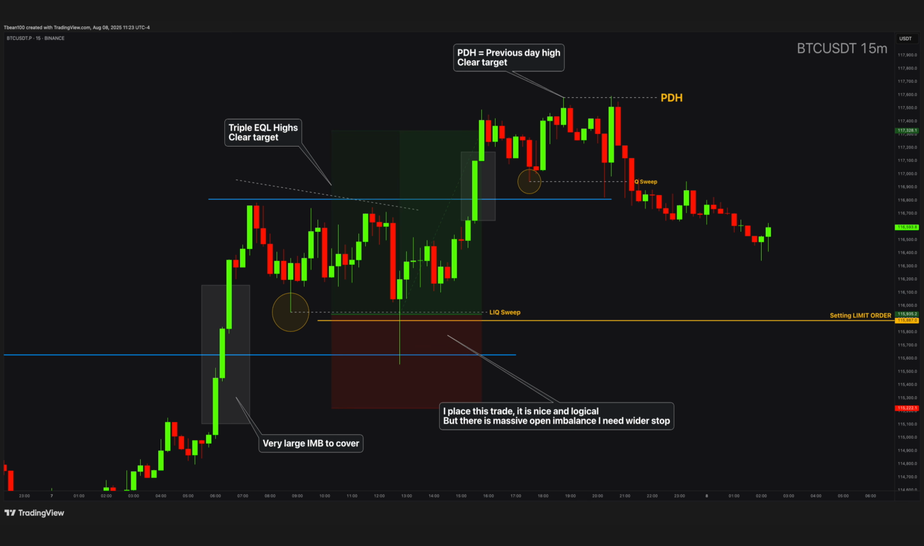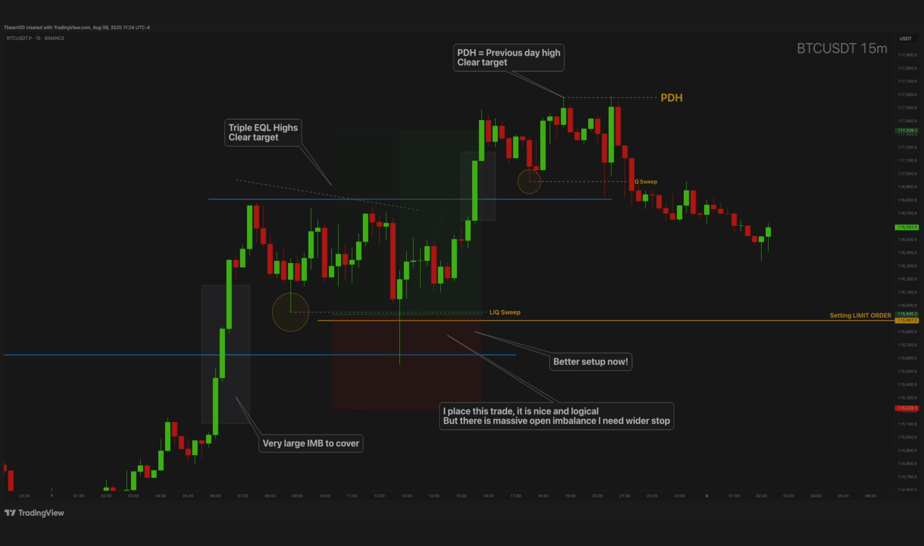Since we are dealing with these very large imbalances like on the left, I need to cover as much of it as possible to protect the trade. This is not a fixed rule, of course, but in my case, I feel the need for some extra coverage here. You know me well, you already know that I hate using very tight stop losses. In my opinion, this is a much better style of trade management when compared to previous examples.